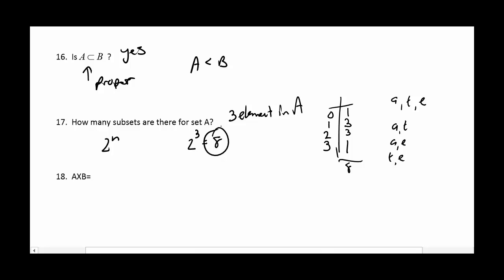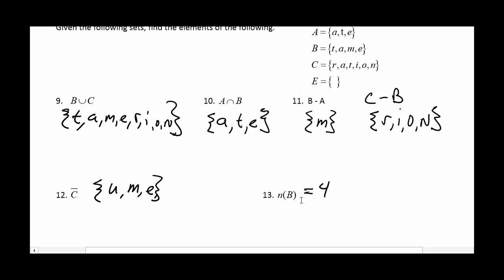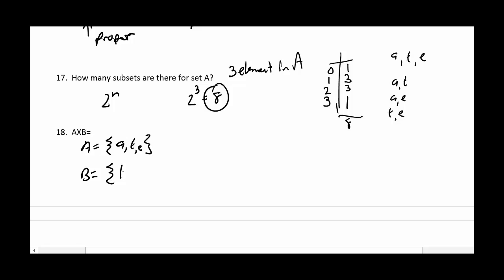And then the very last question here is cross product. So A cross B. Let me first copy down the stuff in A, which is A, T, and E. And then the stuff in B, which is T, A, M, E.